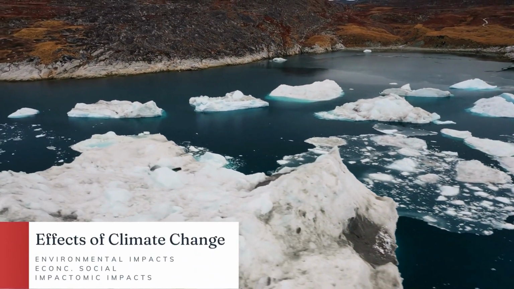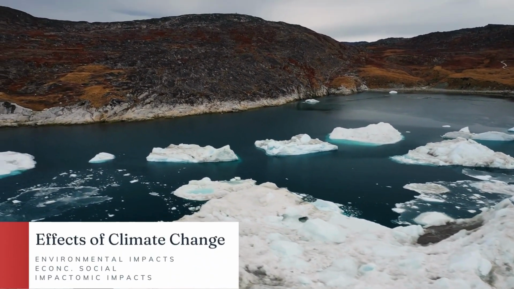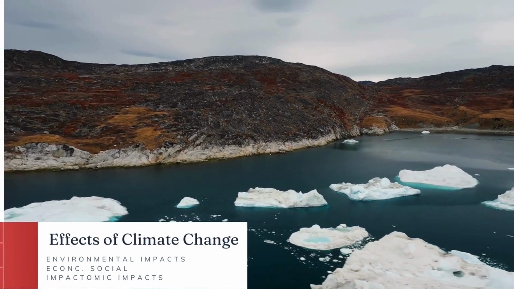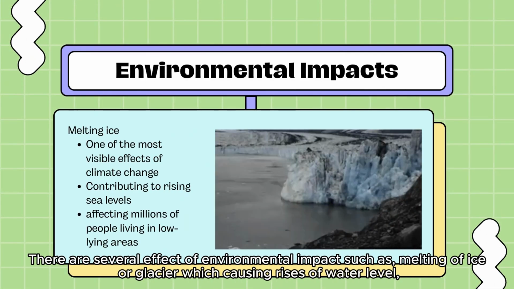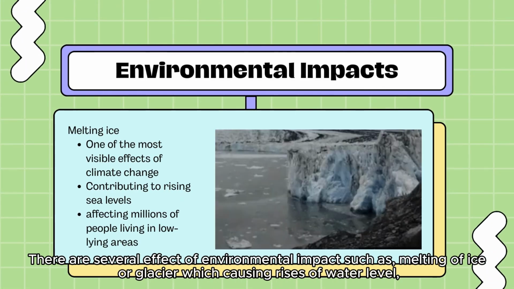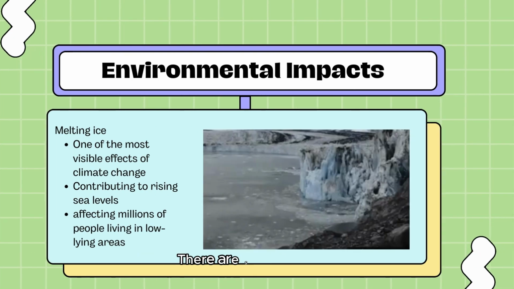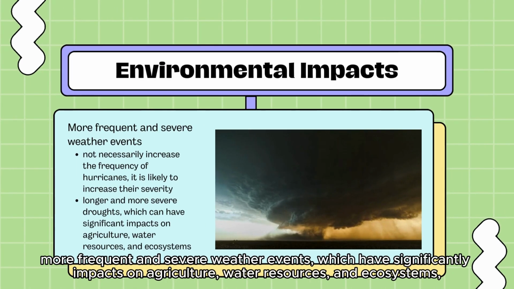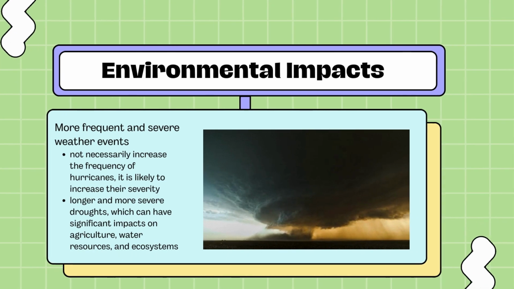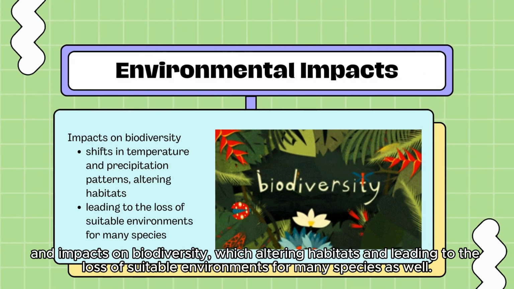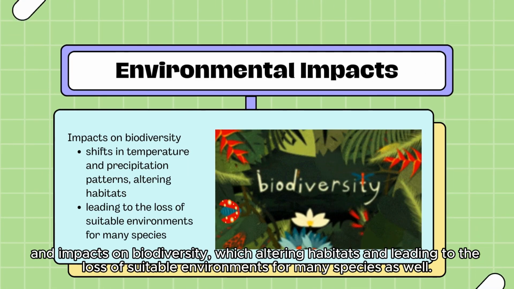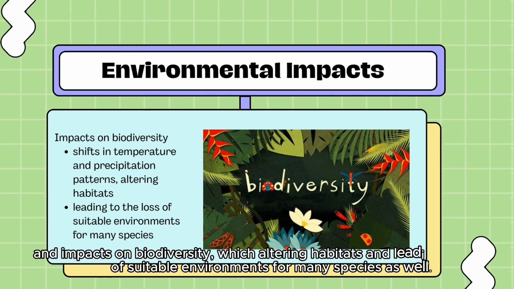Next, effects of climate change. There are several types of effect which could impact the ecosystem. There are several environmental impacts such as melting of ice or glaciers which cause rises in water level, more frequent and severe weather events which have significant impacts on agriculture, water resources, and ecosystems, and impacts on biodiversity, which alters habitats and leads to the loss of suitable environments for many species as well.